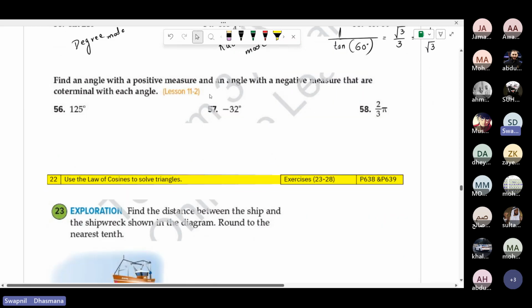Now this one says find a positive and negative angle that are coterminal. Coterminal means the same thing: add and subtract 360, or 2 pi.